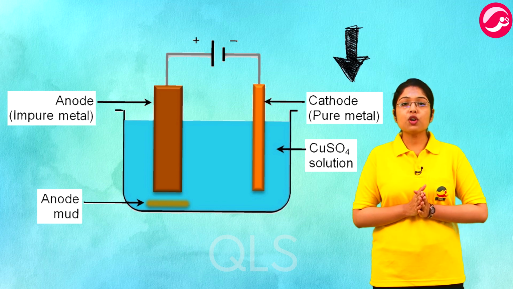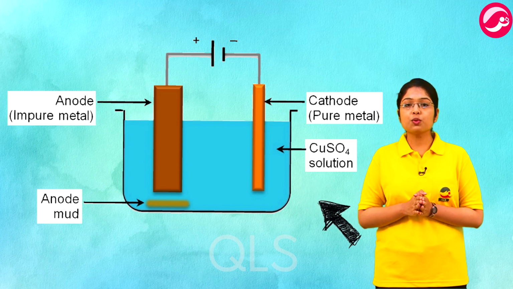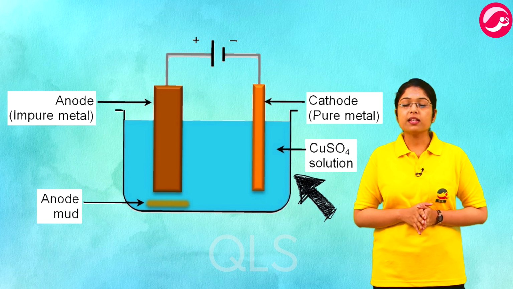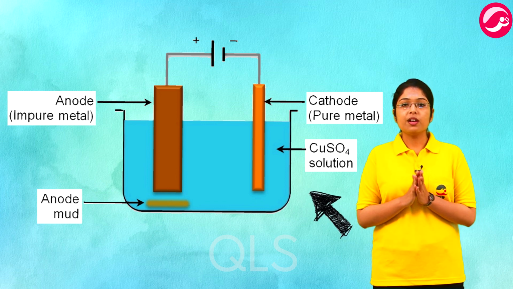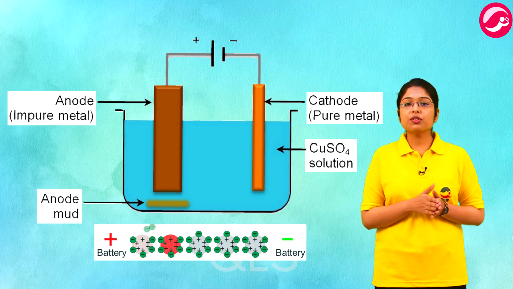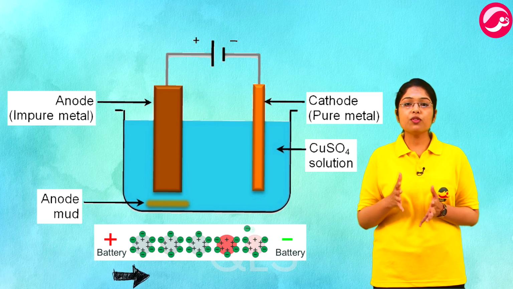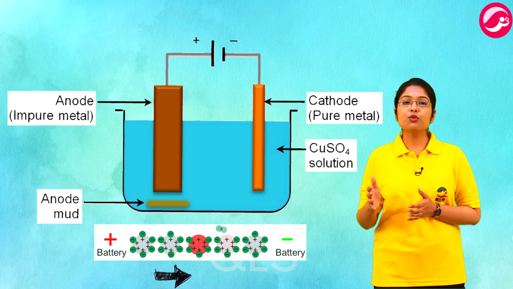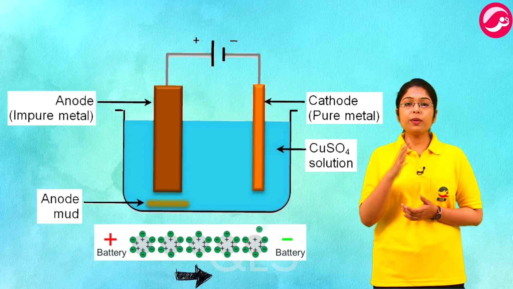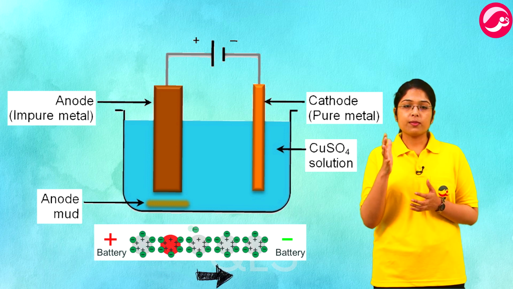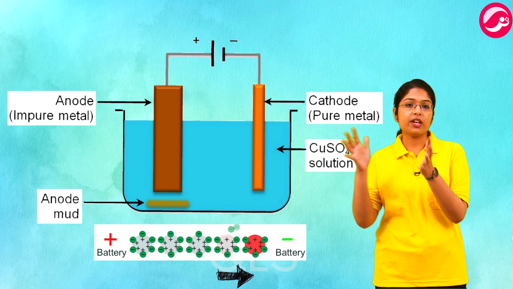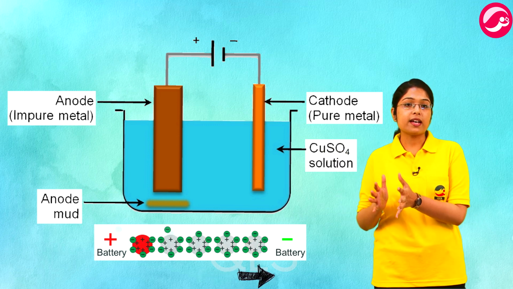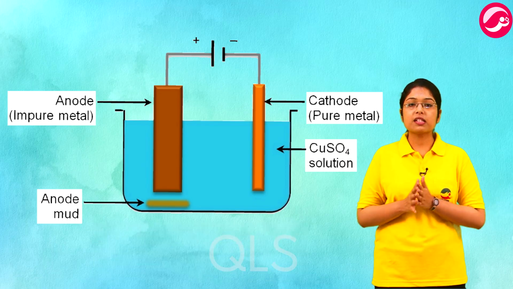A solution of salt of the same metal is used as the electrolyte to pass the electricity. Now, when electricity is passed through this whole system, the atoms of the metal from the anode and also from the solution start moving towards cathode. जो भी जितने भी metal ions है, चाहे वो electrolyte में से हो या फिर anode में से हो, वो सारे के सारे cathode की तरफ move करना start करेंगे.